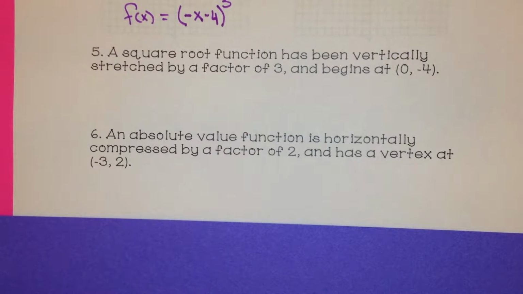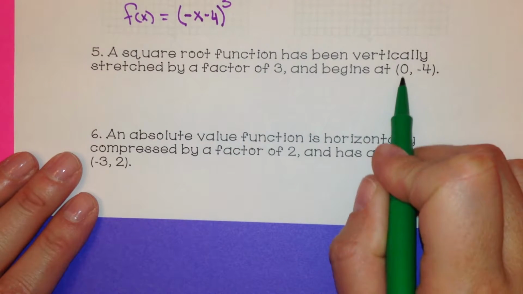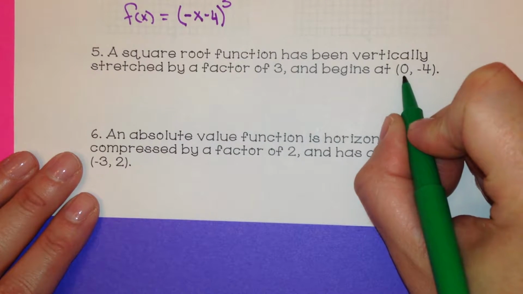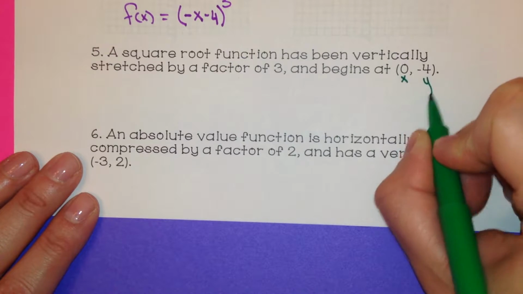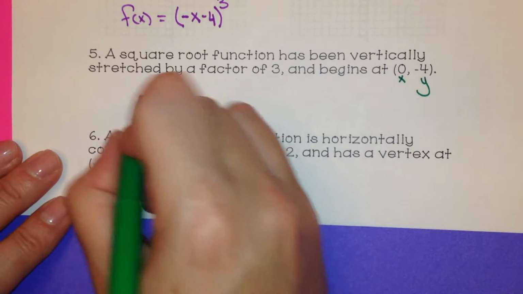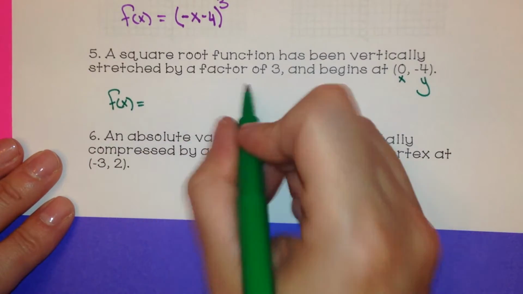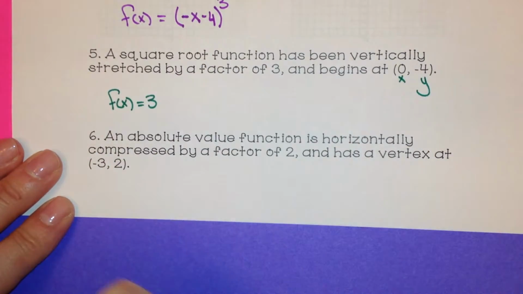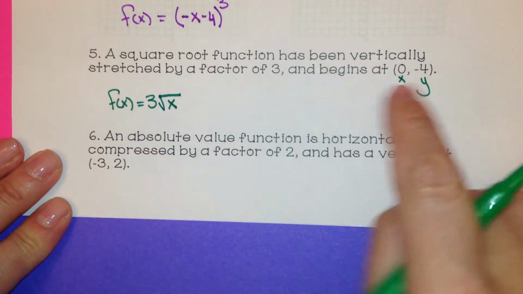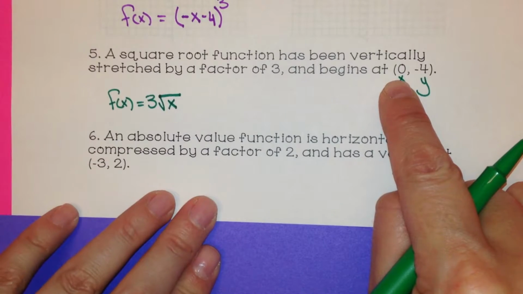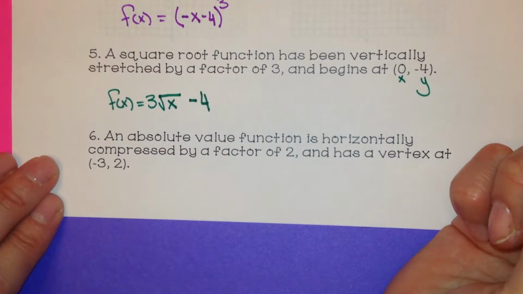All right, a square root function has been vertically stretched by a factor of 3 and begins at 0, -4. So the x value stays where it is. It doesn't move left or right, but y shifts. So we have f of x is equal to vertical stretch by a factor of 3. That's multiplying by 3 on the outside. Square root of x. It doesn't move left or right at all. It's at 0. But it does go down 4, so minus 4.